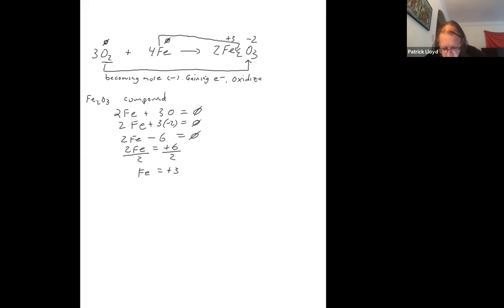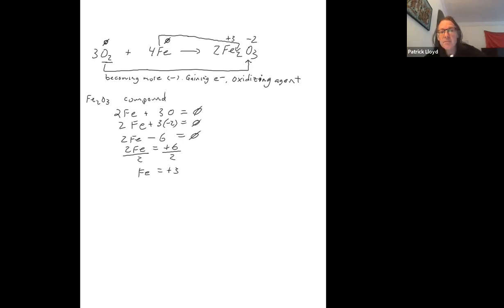If I could spell it, oxidizing agent. Okay, so you can just kind of remember that. The one that becomes more negative is the oxidizing agent because it's gaining the electrons, which means it's taking the electrons from the other agent. Okay. And then likewise, it's the opposite.